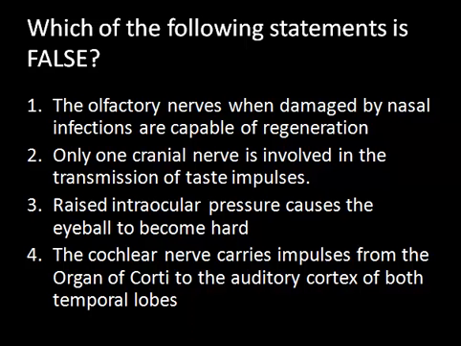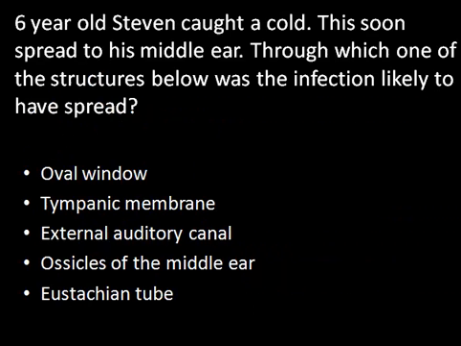Let's now look at the third question, which tells you that 6-year-old Stephen caught a cold, and this soon spread to his middle ear. Through which one of the structures below was the infection likely to have spread? And let's look at the choices. This is a common occurrence in children where they catch a cold and it does spread through the middle ear. So the first one is oval window. Now this is wrong because the oval window connects the middle ear with the internal ear.